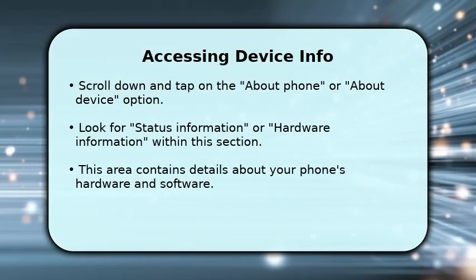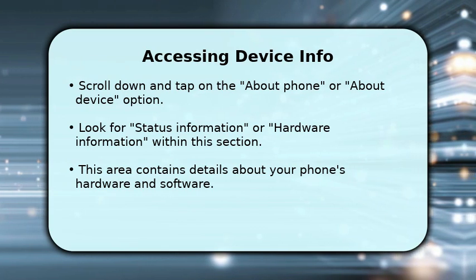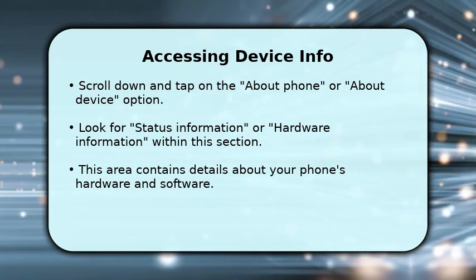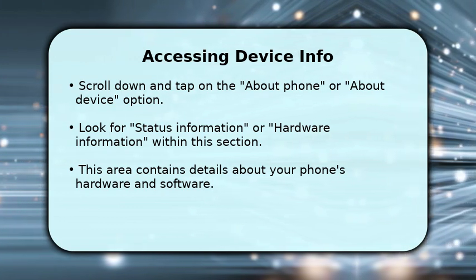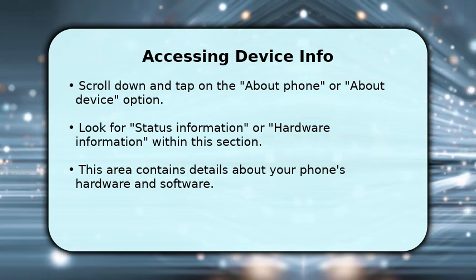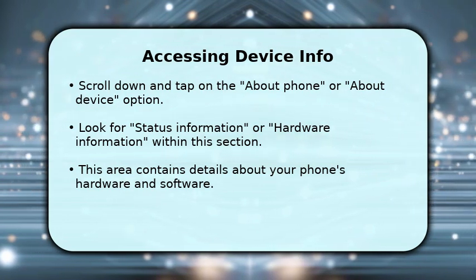Once in Settings, scroll down until you find an option labeled About Phone or sometimes About Device. Tap on this to enter a new menu. Here, you'll see various details about your phone. Now, search for Status Information or a similar heading. This is where the specific network details are usually stored, making it easy to find what we need.